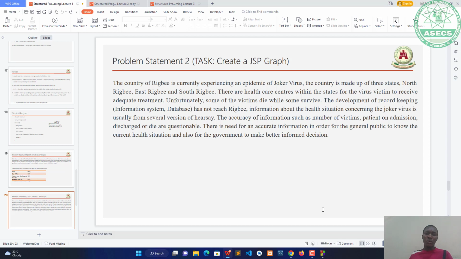Unfortunately, some of the victims, while some survive, some die, across the three states. And all of them have healthcare centers, okay?